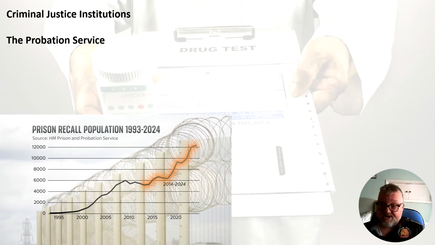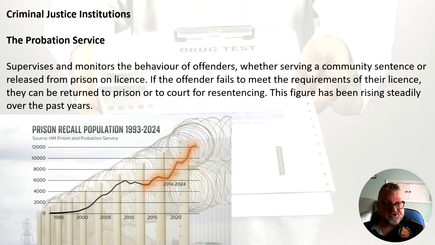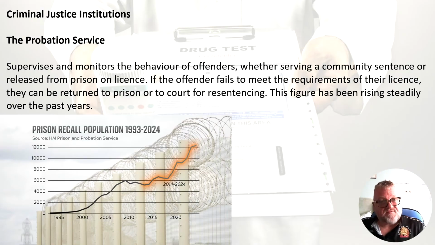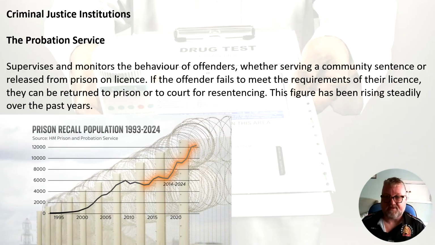If we look at the probation service, they supervise and monitor the behaviour of offenders, whether they're serving a community sentence or they've been released from prison on licence. If the offender fails to meet the requirements of their licence, they can be returned to prison or to court for resentencing. And this figure, as you can see from the chart here, has been rising steadily over the past years. So again, another way of achieving social control.